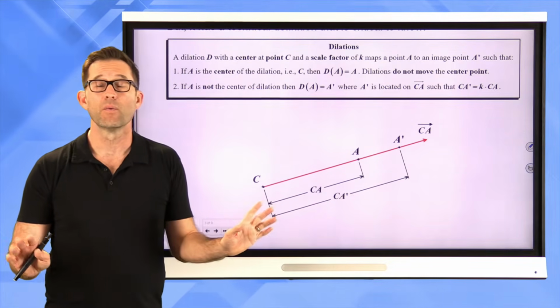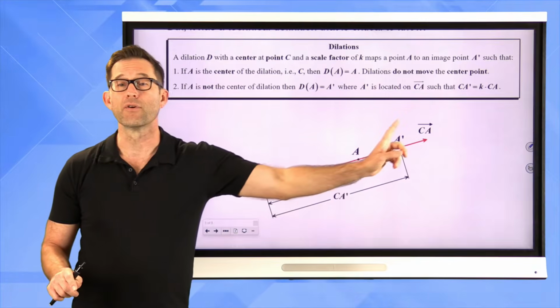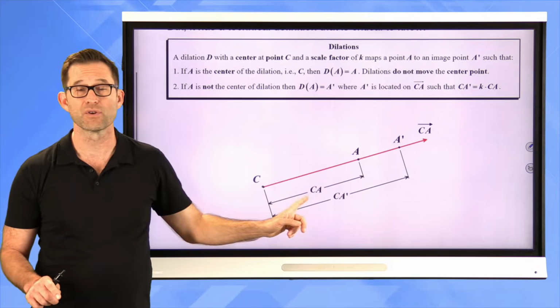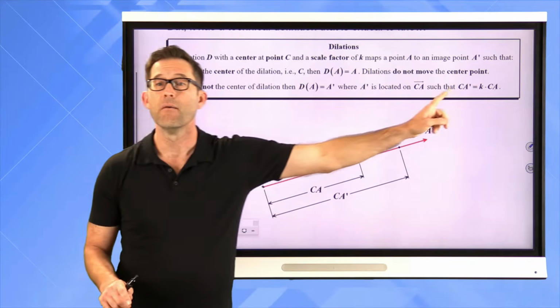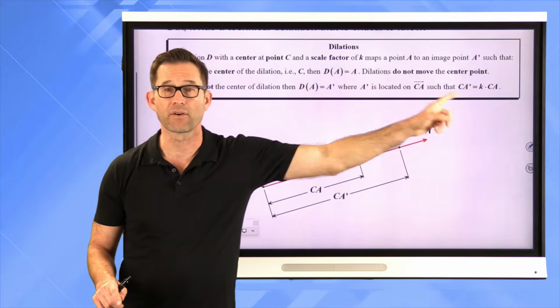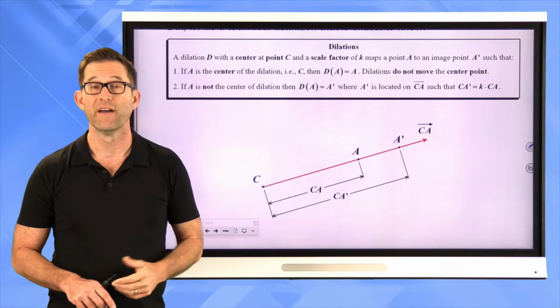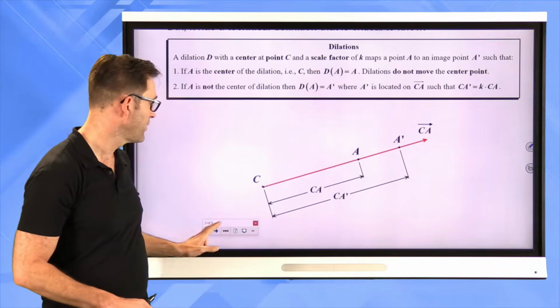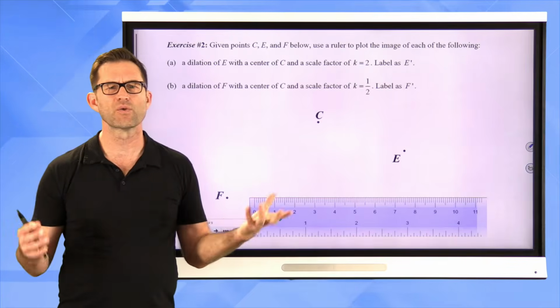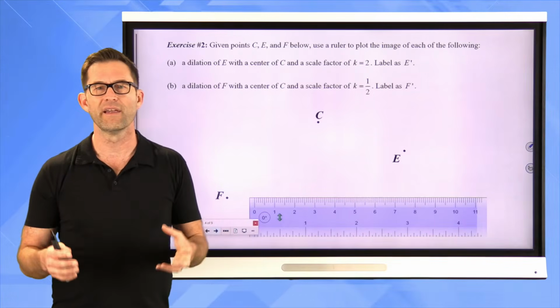That's all it is. We are simply moving a point either farther away or closer to the center of dilation based on some scaling factor. In that first problem, that value of K was equal to 2. And that's not an unusual value of K. So let's do just a real rough dilation here.